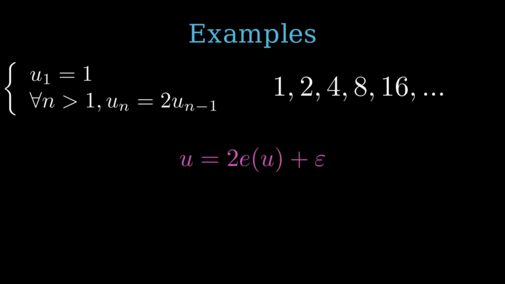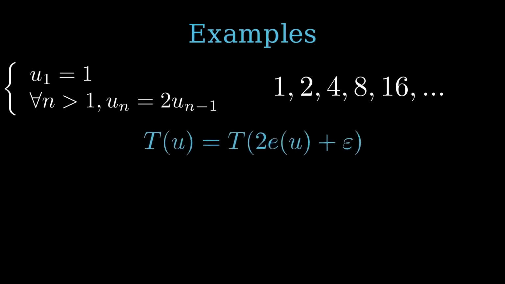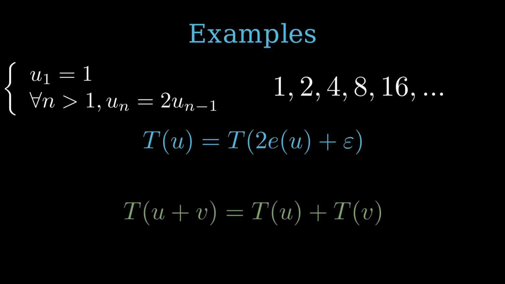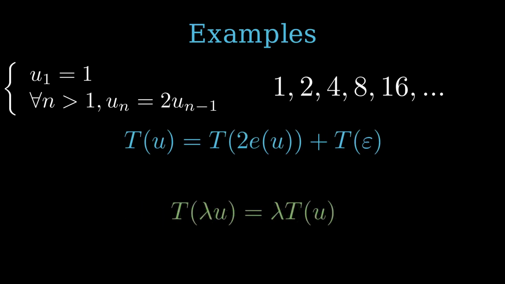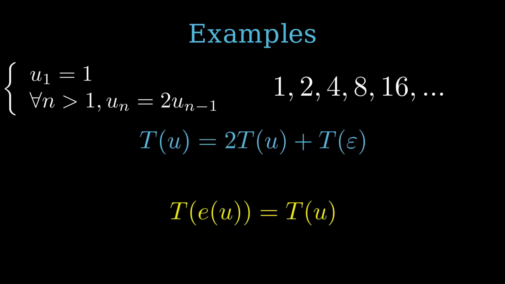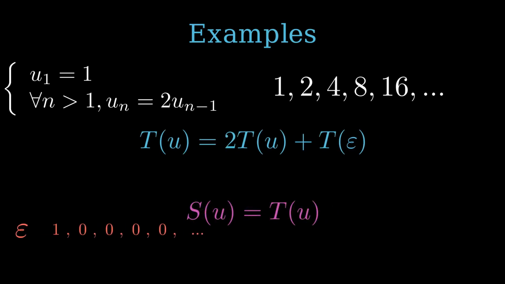It's time to take the supersum on both sides. Now we will have to use our three properties to find the result. First, we use the linearity to split the sum and then take the 2 out of the T. Then we use the stability to get rid of the e. And now we use the regularity to find the actual value of this T of epsilon.